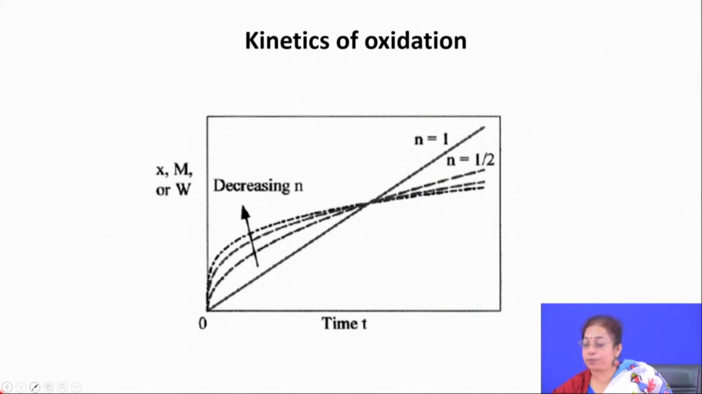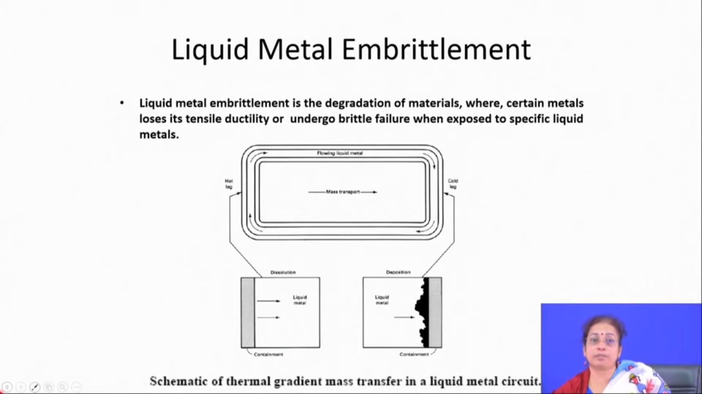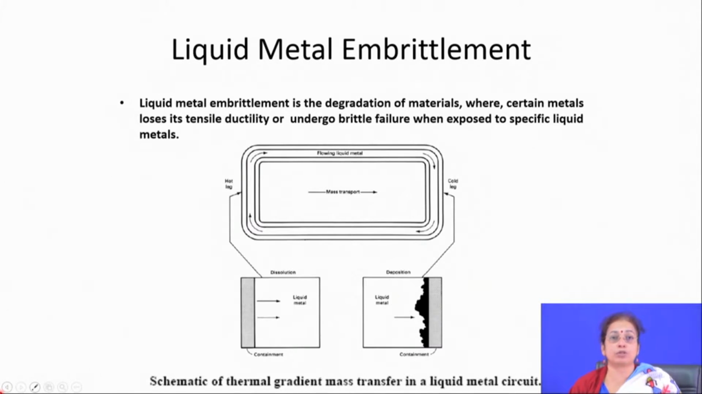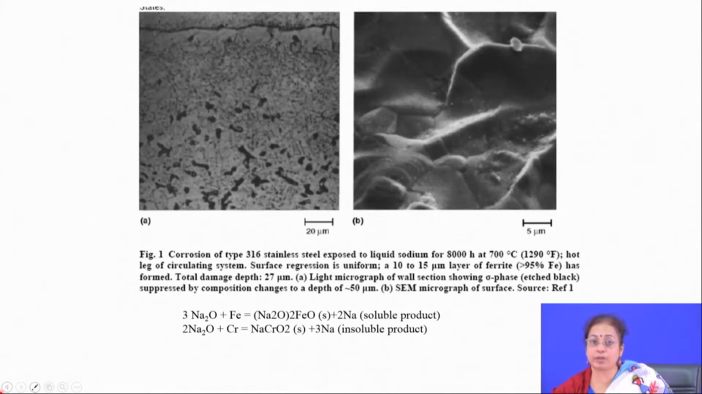So, the next type of corrosion is liquid metal corrosion. As I mentioned, liquid metal corrosion is a typical kind of corrosion which is also called dissolution. It also causes embrittlement, because when the solid metal component is in contact with liquid metal, it gets brittle in nature. This is degradation where certain metals lose their tensile ductility or undergo fracture when exposed to a specific liquid metal. This is called the liquid metal embrittlement phenomenon.